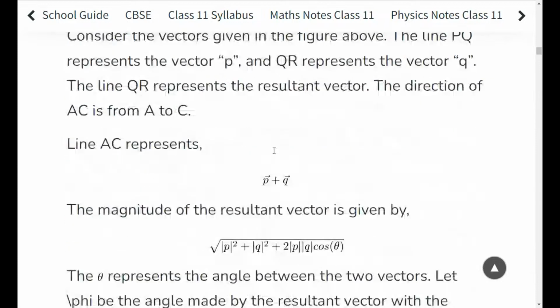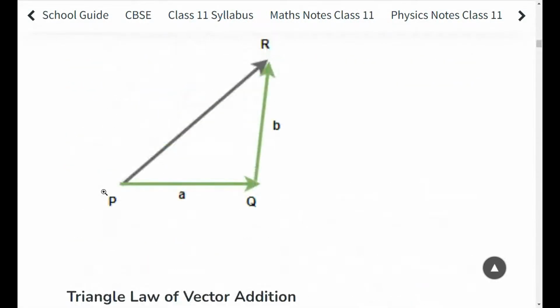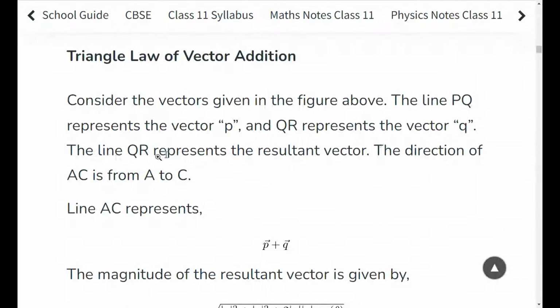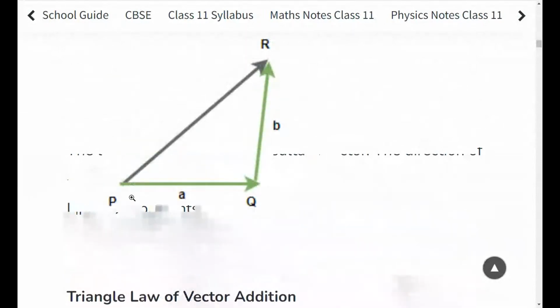Triangle law of addition, as you did. Consider the vectors given in the figure. The line PQ represents the vector A. QR represents the vector B. PR, the line PR, represents the resultant vector. The direction of PR is from P to R. The line PR represents the sum of vector A and vector B.